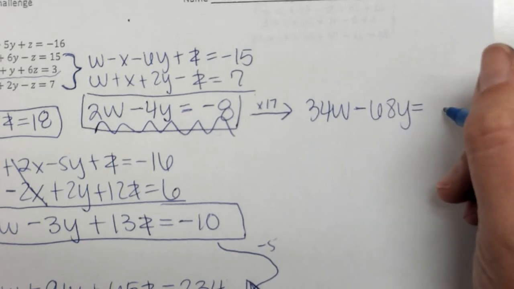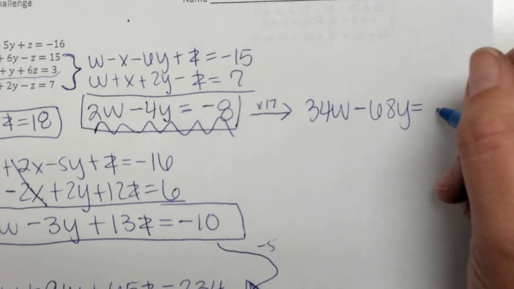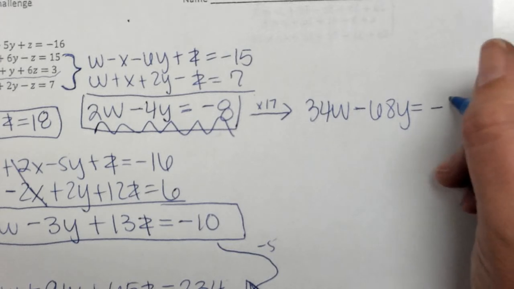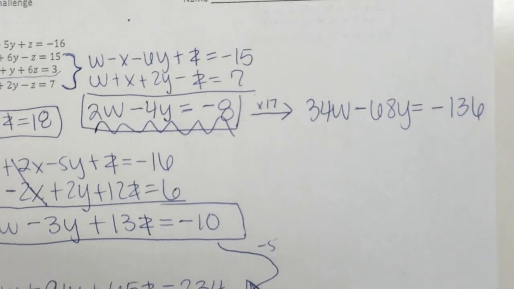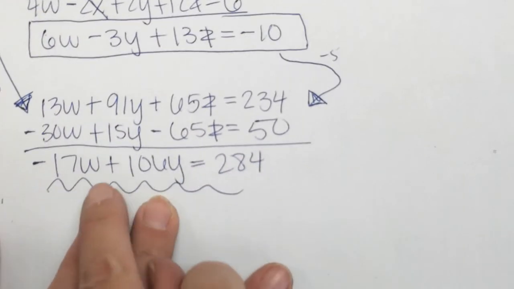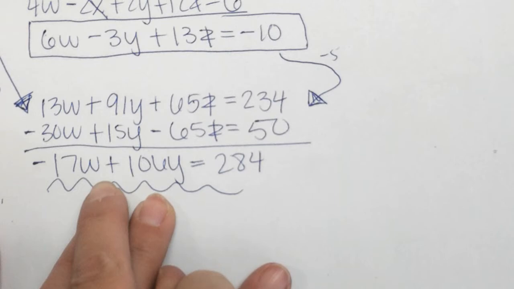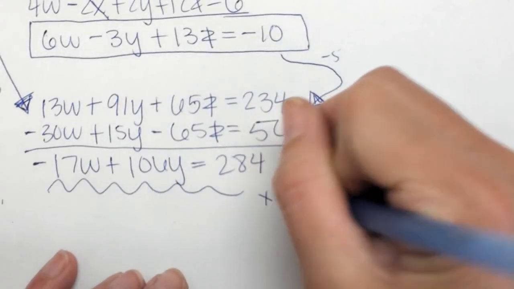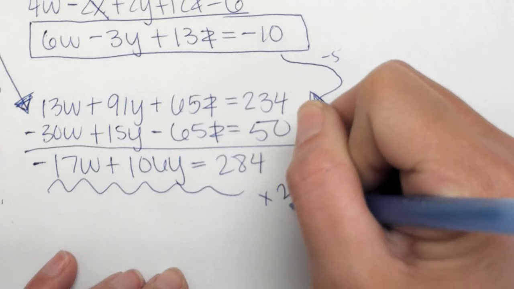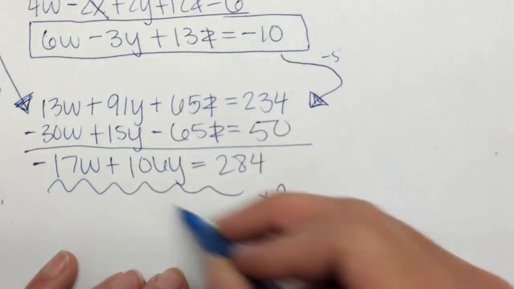Equals? Everybody agree? And now we need to multiply this one down here by what? 2 or negative 2? 2. Good. So, Hope, tell me all of this multiplied by 2.